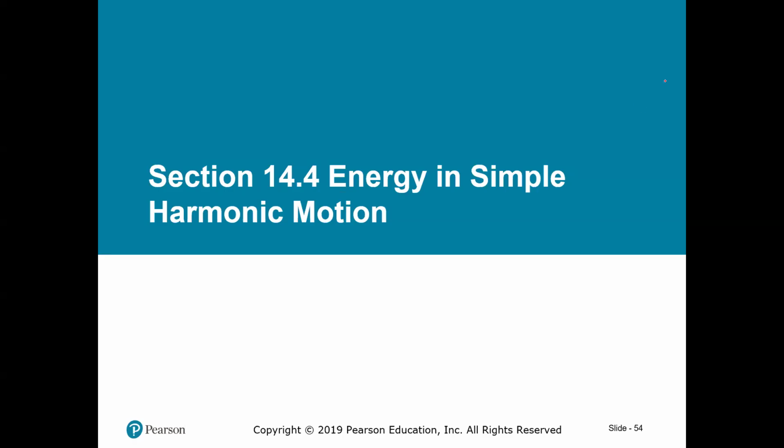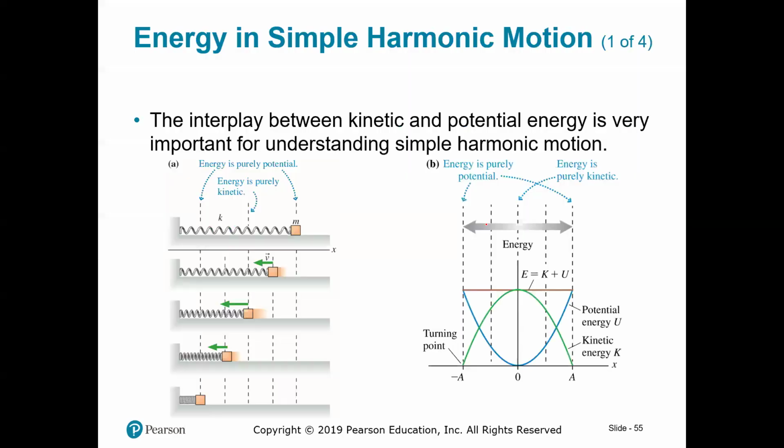Hello, today I'm going to talk about energy in simple harmonic motion, which is very similar to gravitational potential energy. You have learned two different types of energy so far, I believe. The first one is kinetic energy, which is 1/2 times mv squared. The other one is gravitational potential energy, which is mgh, right?